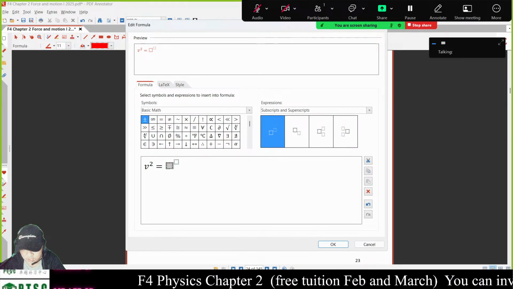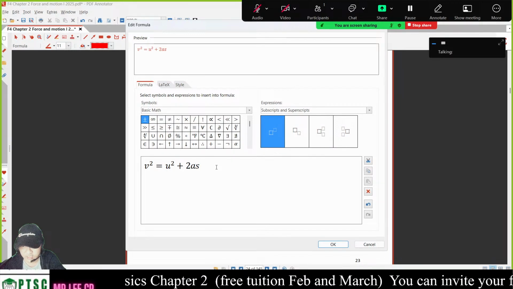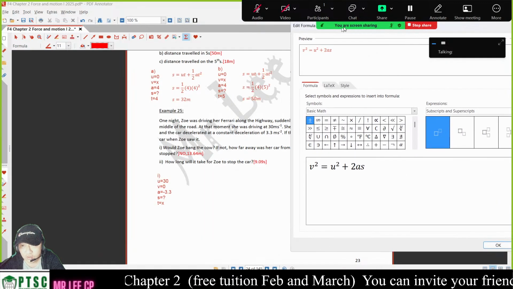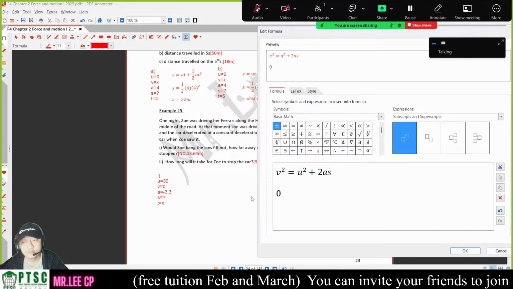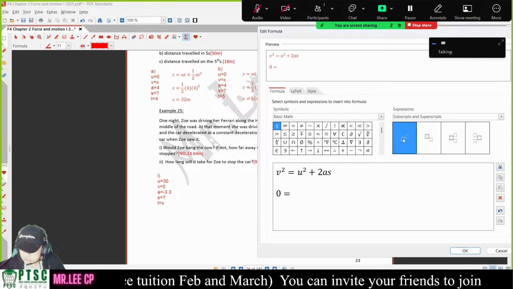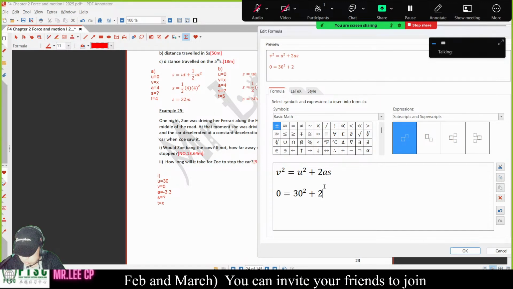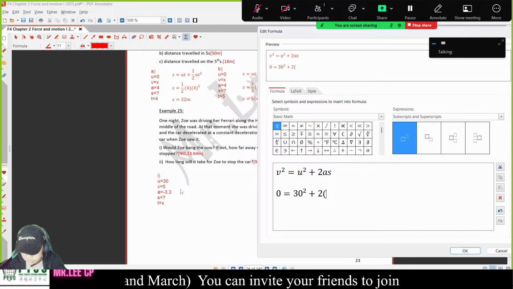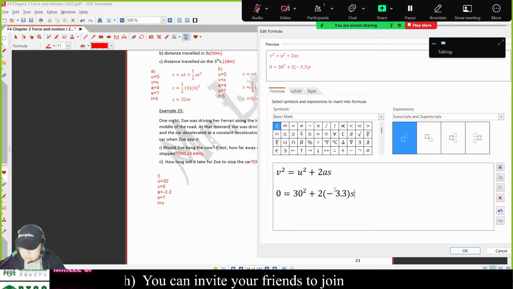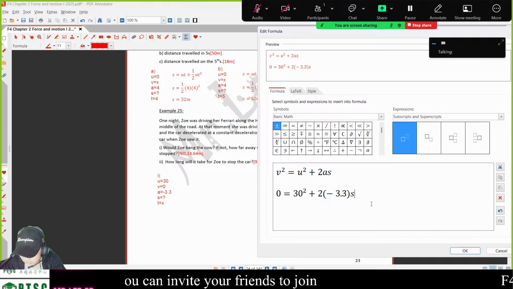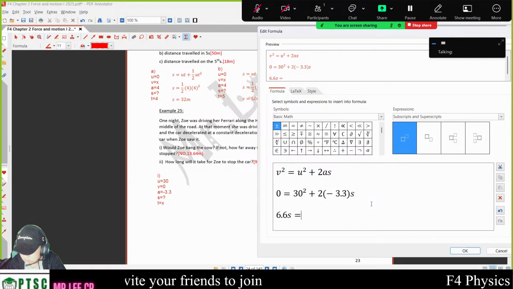V square is equal to U square plus 2AS. So V is 0, because you stop. You need to stop. 0 square is 0, right? 30 square plus 2AS. 2A is negative 3.3, S I don't know. Okay, so I bring this one to here. 2 times 3.3 is 6.6 and becomes positive. 30 square is 900.